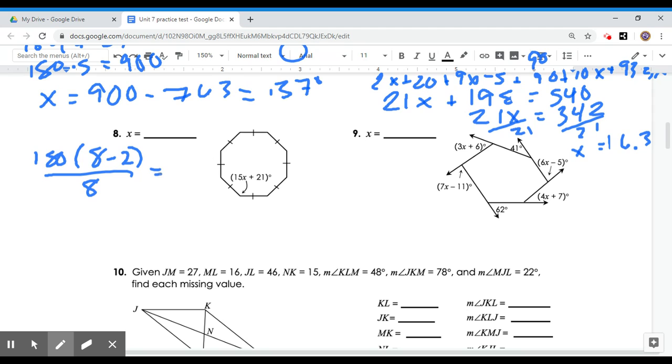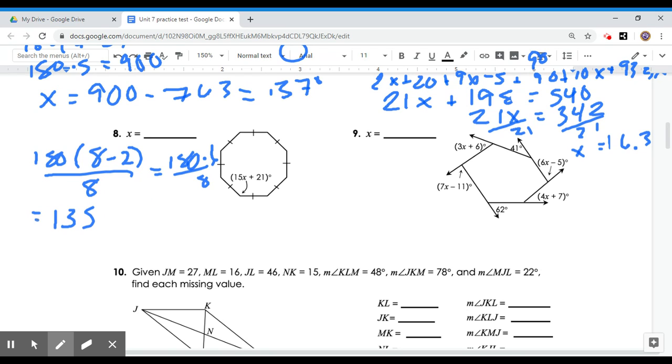So if we do that, this is 180 times 6 over 8. So 180 times 6 is 1080. Divide by 8. I don't know why I said 2 here. I'm sorry, that's supposed to be 8. So the angle is 135.